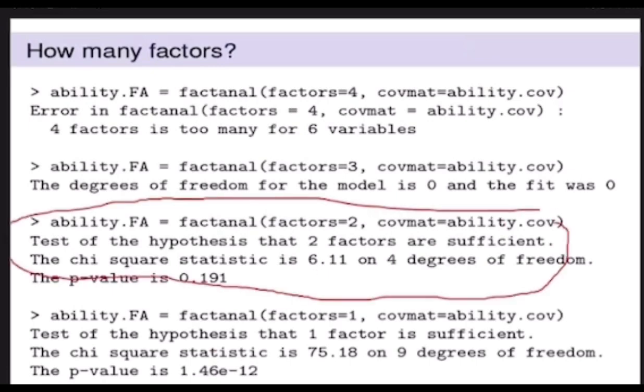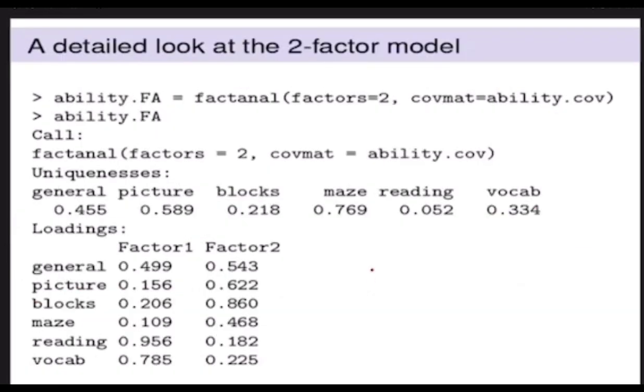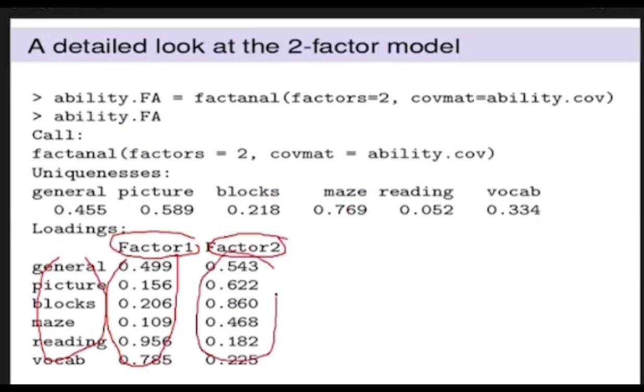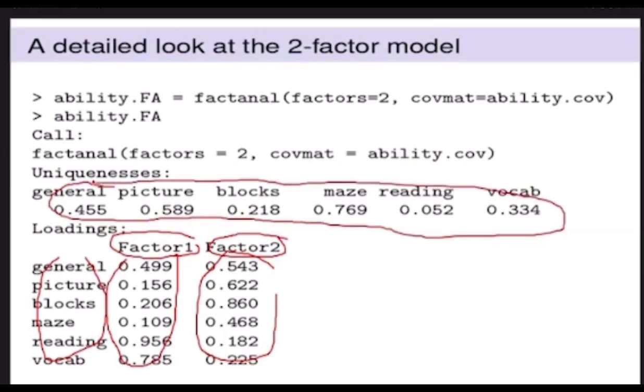We said this one works, right? Now let's see the model. This is the result. You have extracted how many factors? Factor 1, factor 2. Then you have loadings across the features, just like in principal component analysis. Does that make sense? And of course, do you see the uniqueness? You're going to have the uniqueness for each feature.